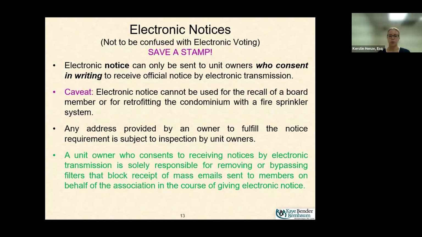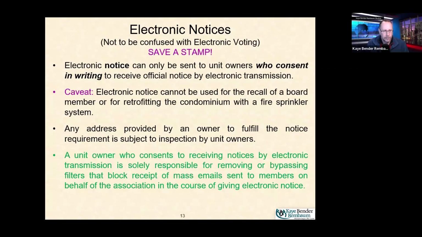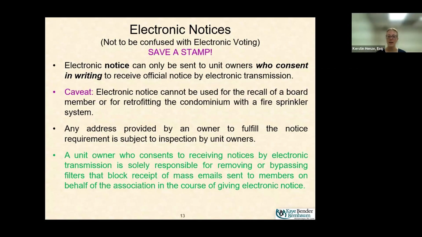Electronic notices cannot be used for recall of directors or for retrofitting. Now, big caveat here as well is that once an owner provides his or her email address to the association for notice purposes, that email address then becomes accessible to other unit owners and subject to inspection. So if you don't want your email address to be open for inspection, then do not consent to receiving official notices by email.